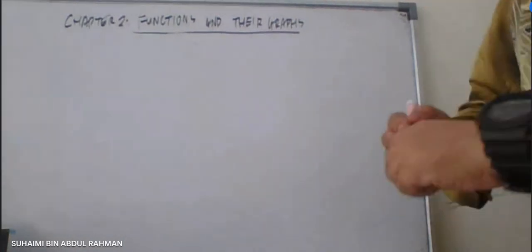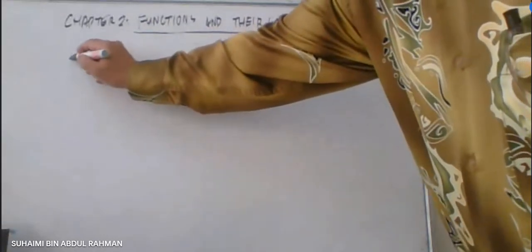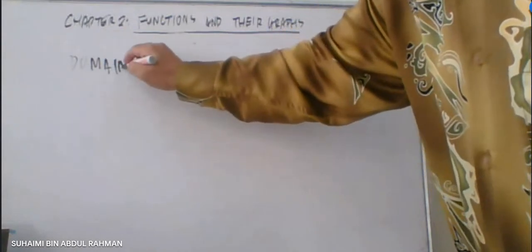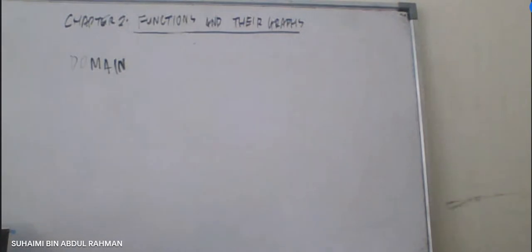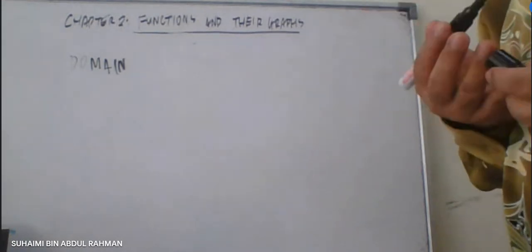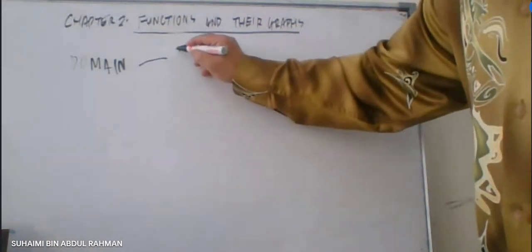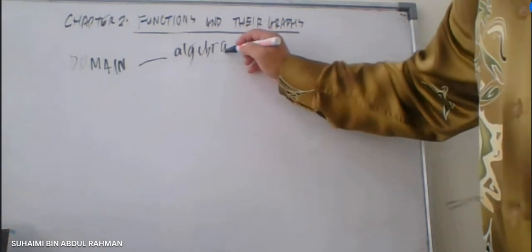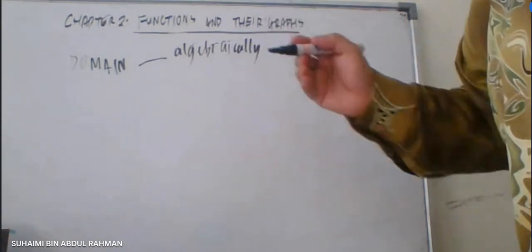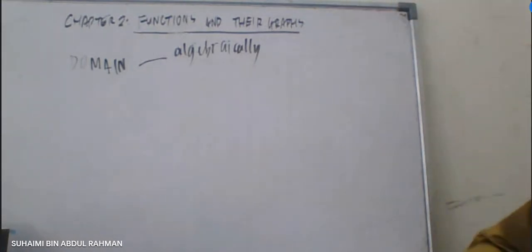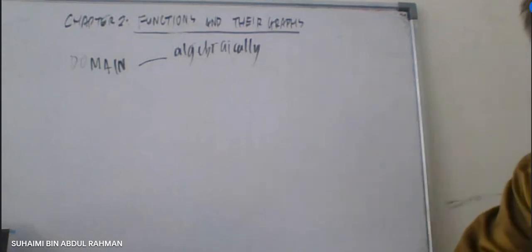When we say domain of a certain function, same as how to determine a function, we can determine the domain of the function algebraically. So algebraically, how? Like what I showed you before. Algebraically means we have to calculate.